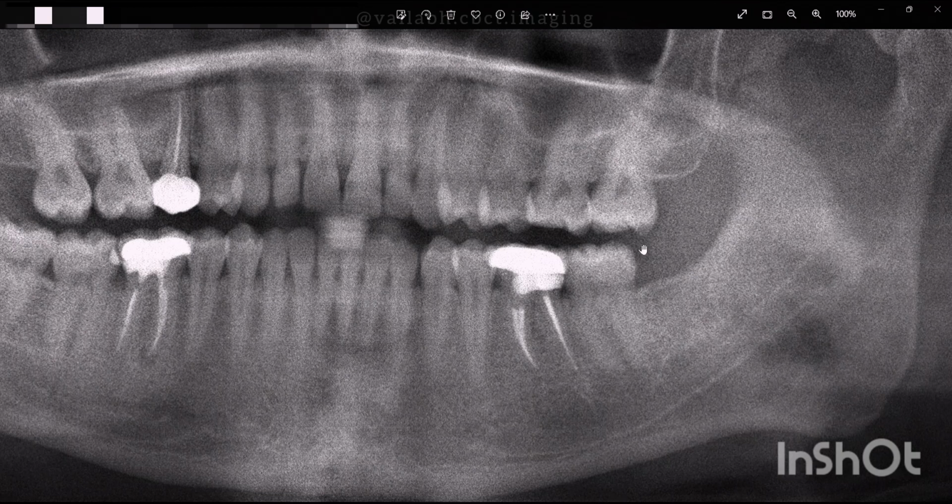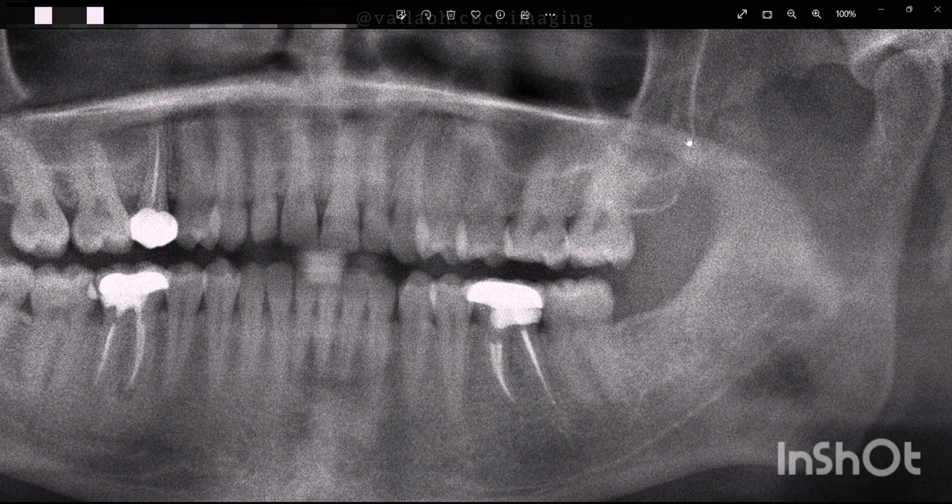Okay, so the patient basically came with a chief complaint of sensitivity in the lower left side region. He was not giving a localized area of chief complaint, but somewhere on the left side he was mentioning that the pain is either on the left side, upper or lower region. So it was not localized.